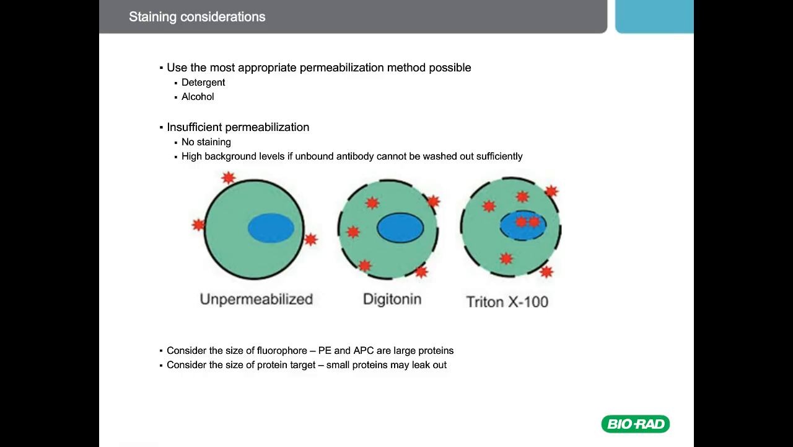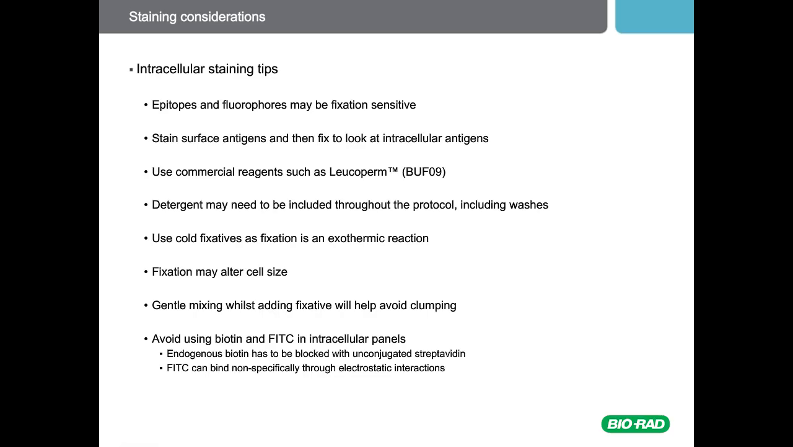When choosing your permeabilization reagent, there are a few things to consider. Some fluorophores attached to the antibodies are large, for example PE and APC, and may require many washes to remove excess. Alternatively, your protein target may be small and could leak out of the cell. To help you with your intracellular staining, I've listed here a few staining tips which may be required to help you optimize your staining. Firstly, some epitopes and fluorophores may be fixation sensitive, and therefore the choice of fixative may be important. PE and APC are large proteins and therefore can be affected by alcohol fixation.